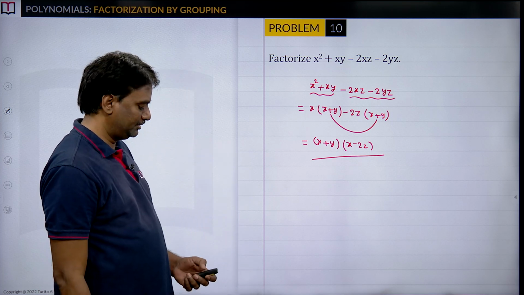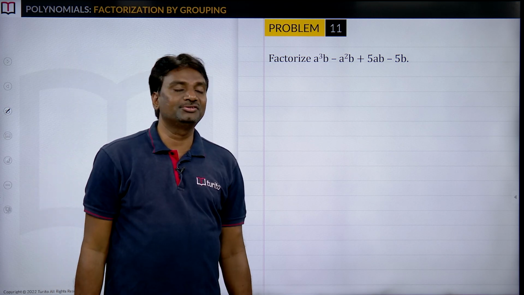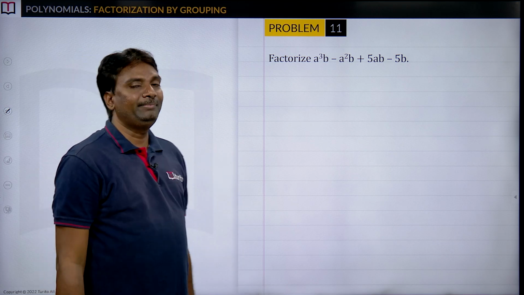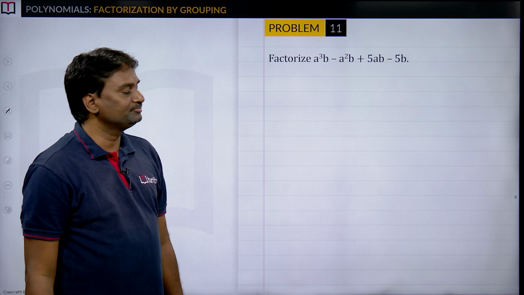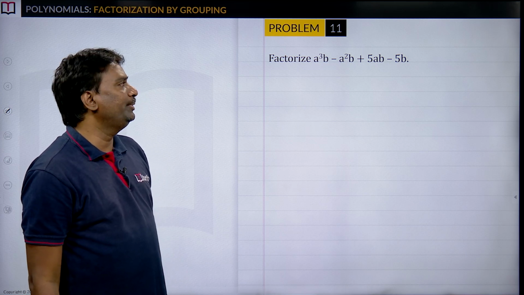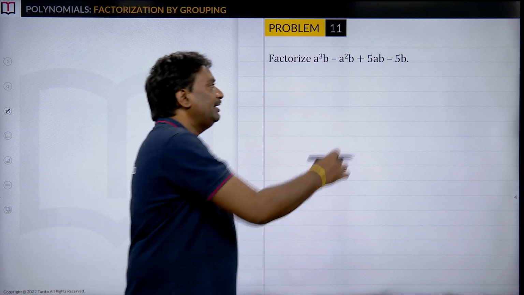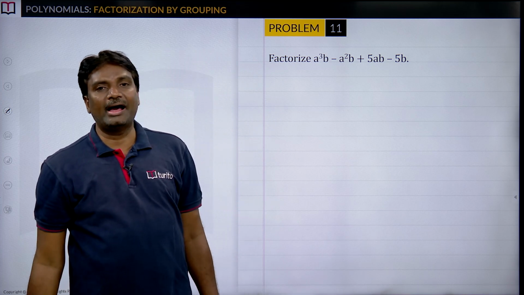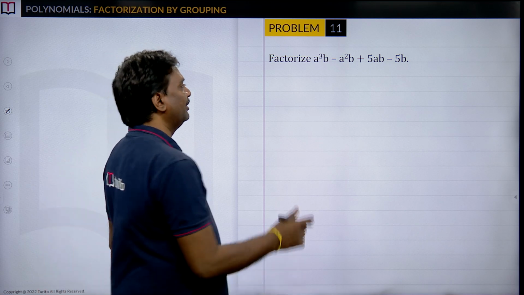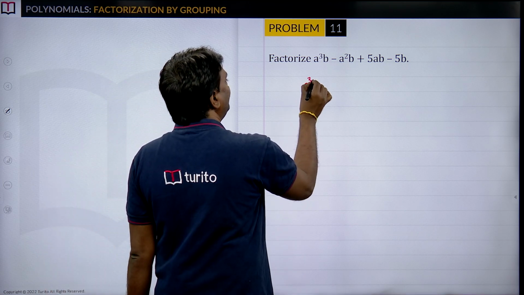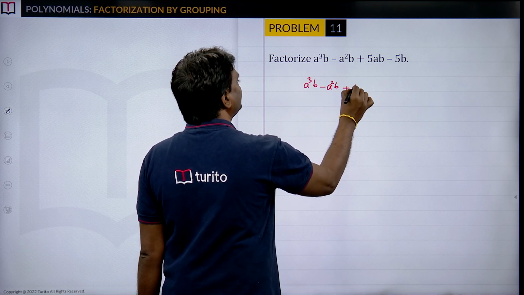Okay, now next, factorize a cube b minus a square b plus 5ab minus 5b. Here also in the given polynomial we have 4 terms. If you take the first 2 terms, a cube b minus a square b, we can take a square as common and b as common. From the last 2 terms, 5ab minus 5b, 5 can be taken as common and also b can be taken as common.